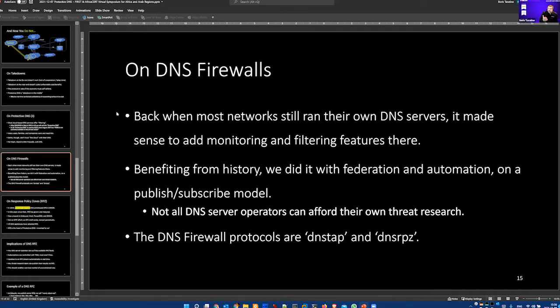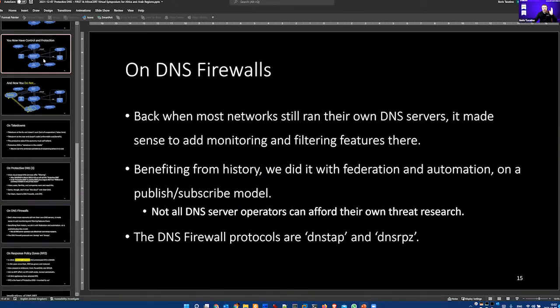So from the history, the federation and automation, publish and subscribe model, that is at the heart and the fundamental idea of the DNS firewall, or protective DNS, or RPZ, Response Policy Zone, and so on. And the DNS firewall protocols are DNSTAP and DNS RPZ. So what are those things?